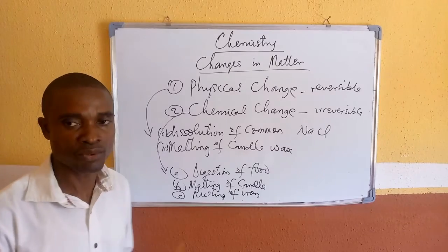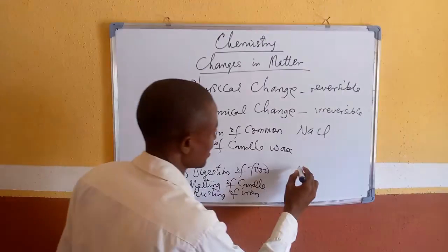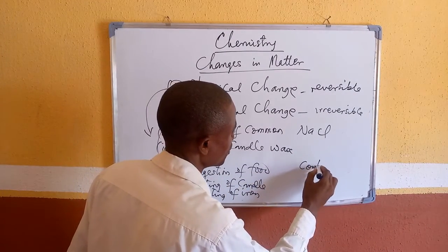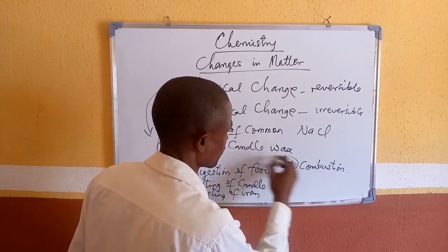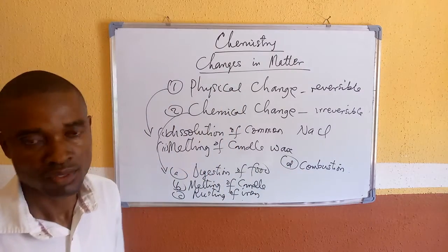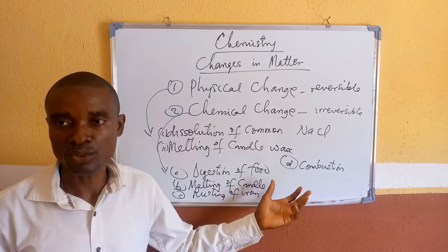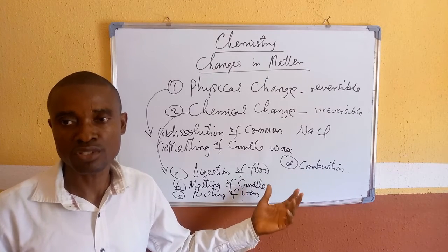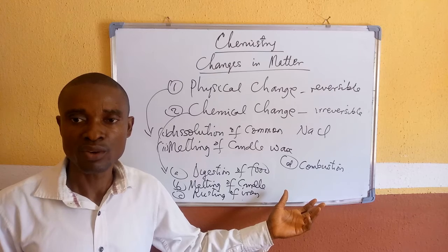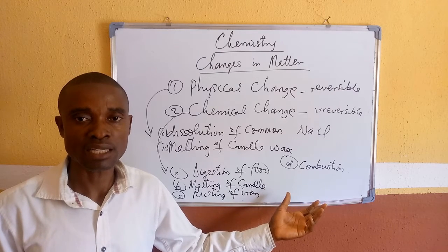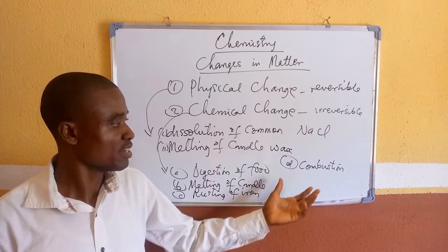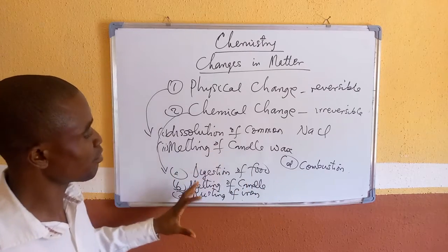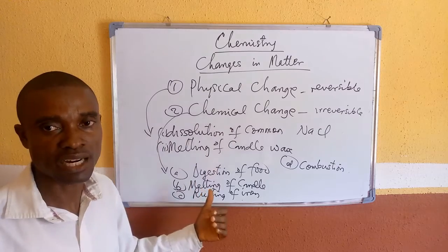Apart from that, I can give you other examples. Another example is anything that involves combustion. That's the burning of material. For example, if a paper is burnt, you cannot get back the paper again. If wood is burnt, you cannot get back the wood again. What you can get, maybe like wood, you can get the ashes, you can get the charcoal and what have you. So these are a few examples of the physical change and the chemical change.